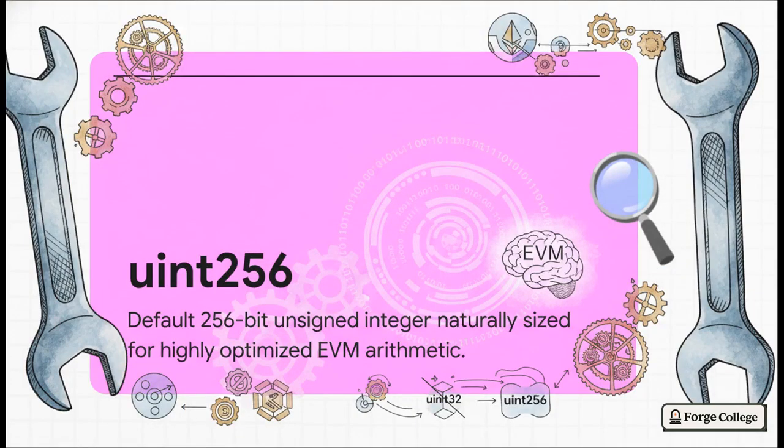Next up is our numeric powerhouse, the uint256. You can think of this as the standard metric wrench for the EVM. Because the Ethereum virtual machine natively operates on 256-bit words, this just fits perfectly, making your arithmetic operations highly optimized. Now, actually, a super common beginner mistake is using smaller types like uint32, thinking it's going to automatically save gas. In reality, the EVM has to do extra work to pack and unpack those smaller types. So only drop down to smaller integer types if you are intentionally packing multiple variables into a single storage slot. Otherwise, uint256 is your default.